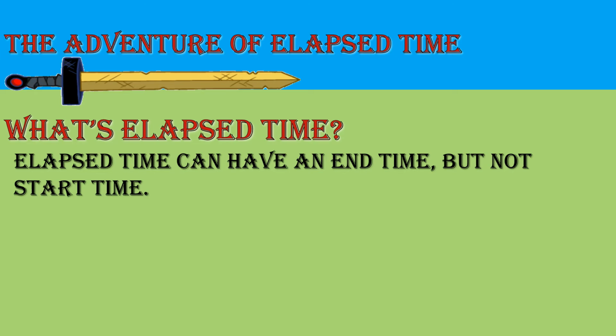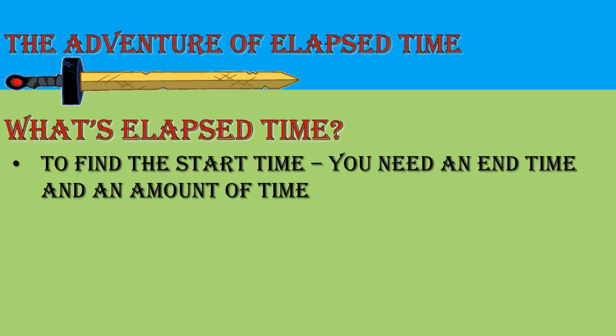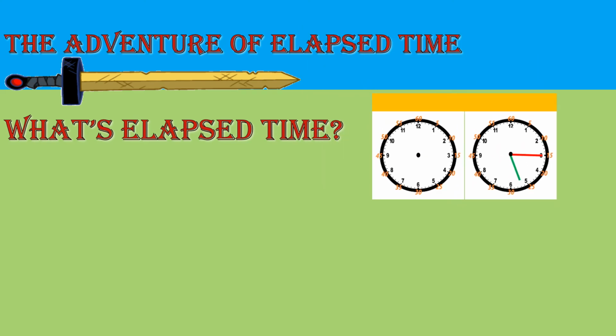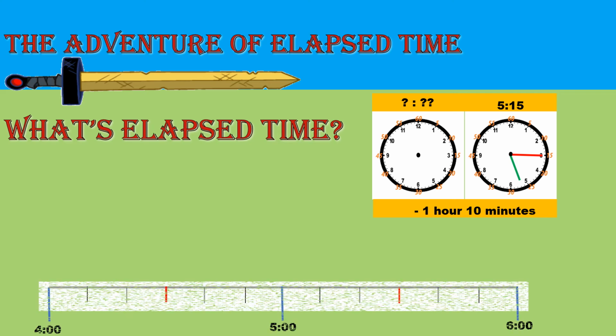Now let's move on to elapsed time that can have an end time, but not a start time. To find the start time, you need an end time and an amount of time that has gone by. So again, we start with our 2 clocks, but you'll notice this time we have an end time. The end time is 5:15. We want to know what time it was 1 hour and 10 minutes ago. So again, we want to know what our start time is.